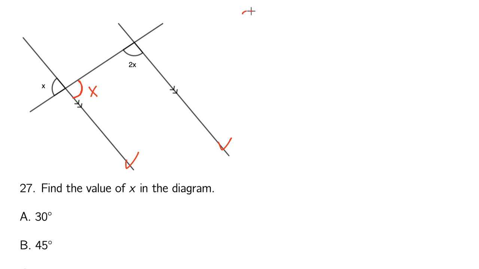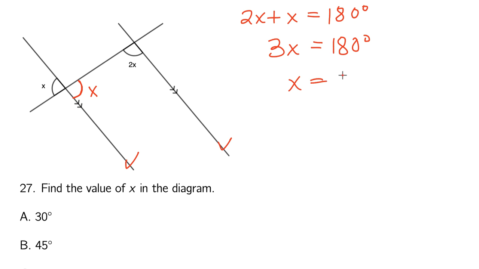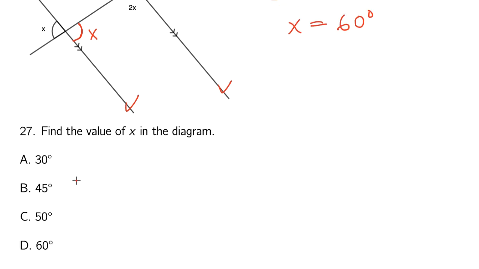So we have 2X plus X equals 180 degrees. That gives us 3X equals 180 degrees. That gives us X equals 60 degrees. So our answer is D.